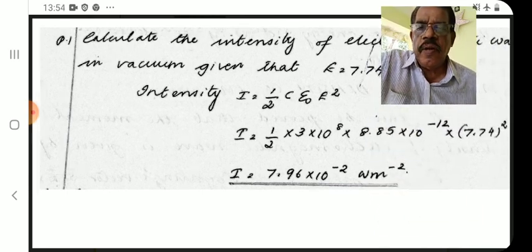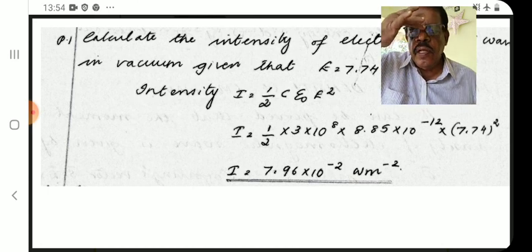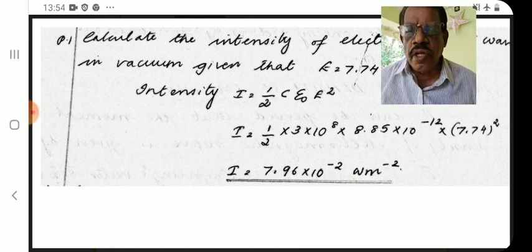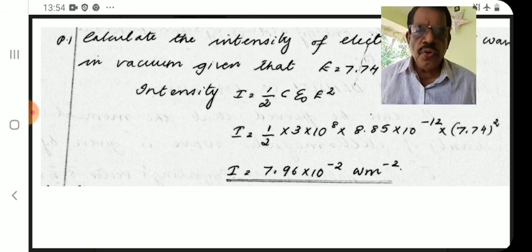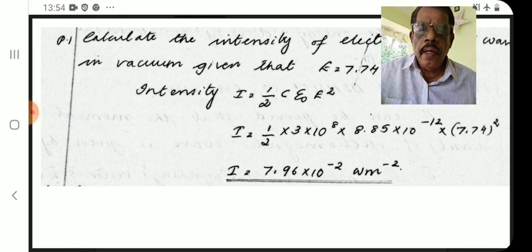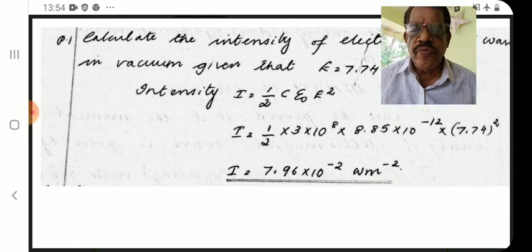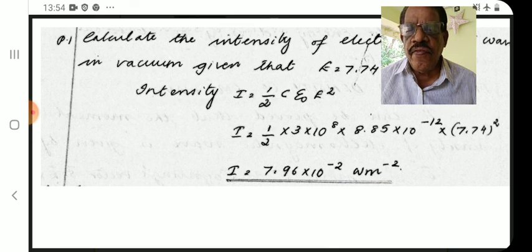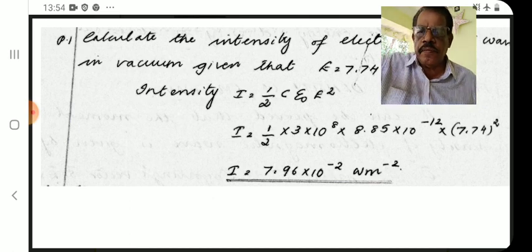The values we multiply here. That is half into c, 3 into 10 raised to 8, into epsilon 0, 8.85 into 10 raised to minus 12, into E square, 7.74 square. On calculation, we get the answer I is equal to 7.96 into 10 raised to minus 2 watt per meter square. That is the answer.